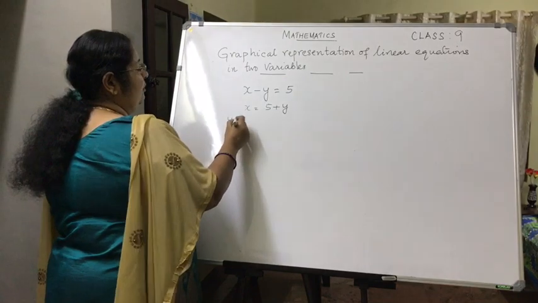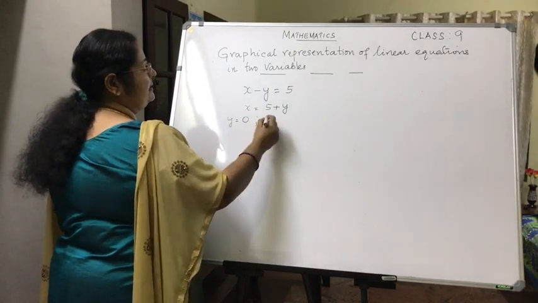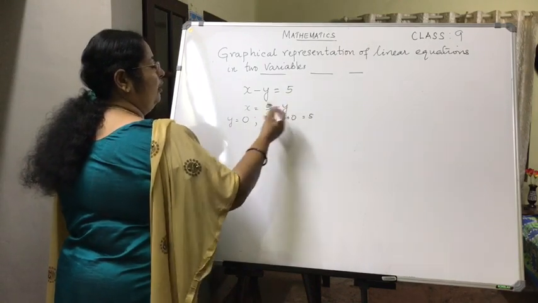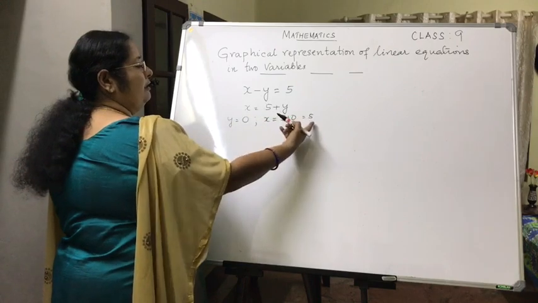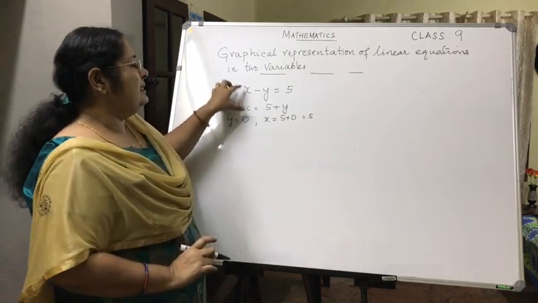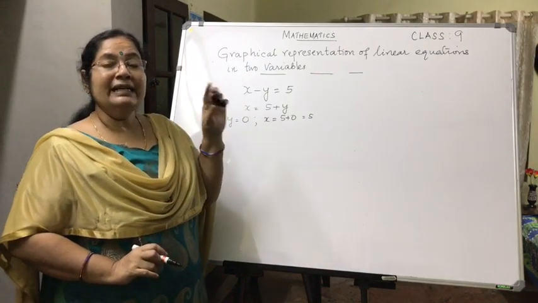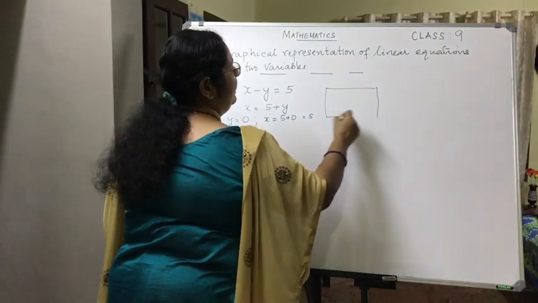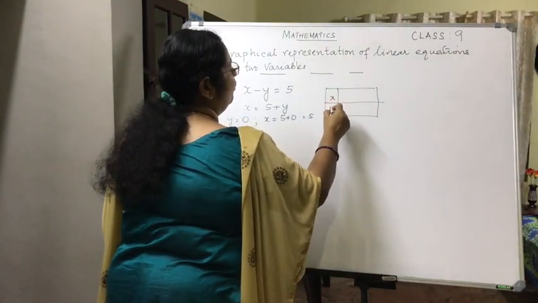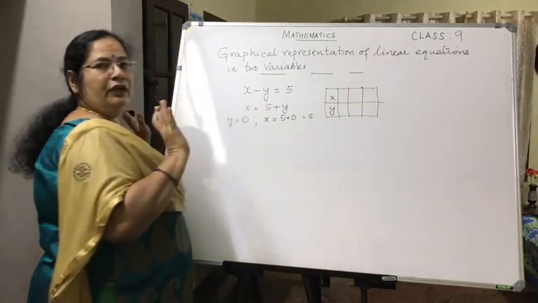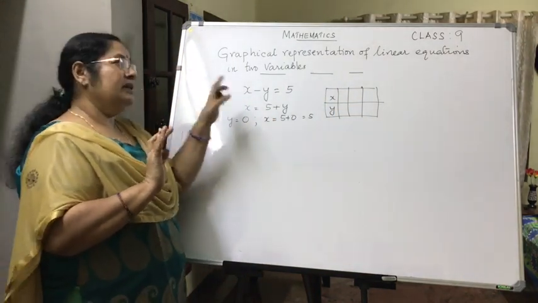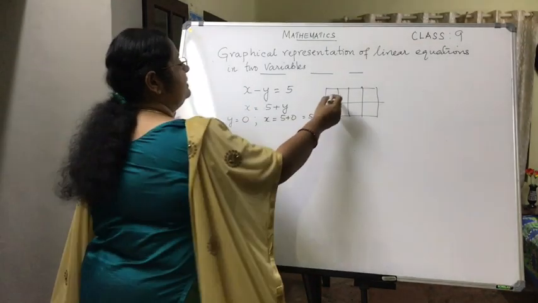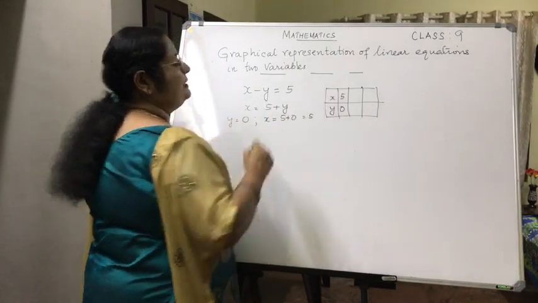When y is equal to 0, what is the value of x? x will be equal to 5 plus 0, which is 5. So the ordered pair we have found is 5 comma 0. Now we will put this ordered pair in a table. Side by side we will draw a table where you put the values of x and y. Three values only we require. We will make a table like this. A table is a must for drawing the graph. When y is 0, the value of x is 5.